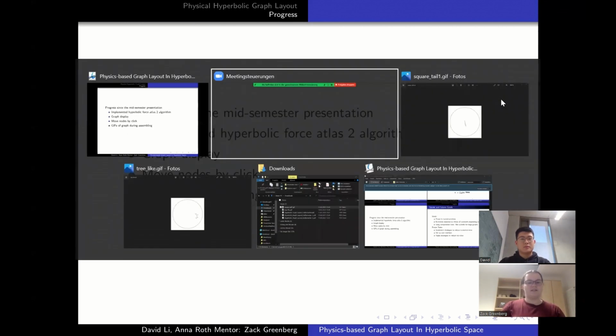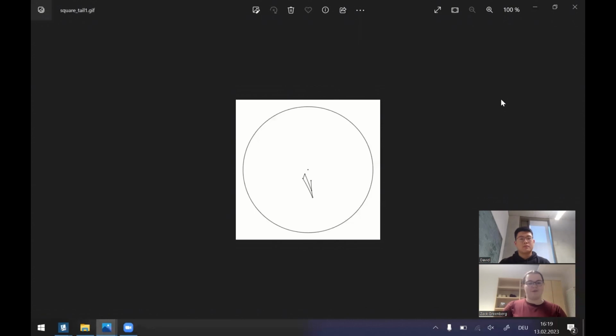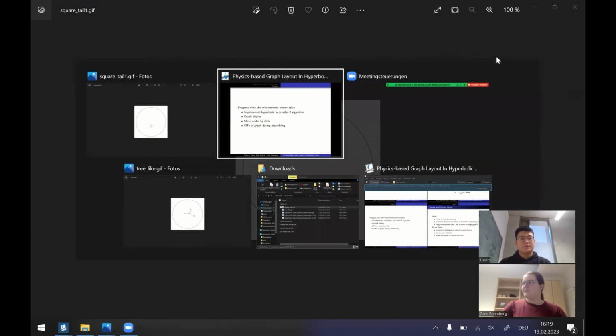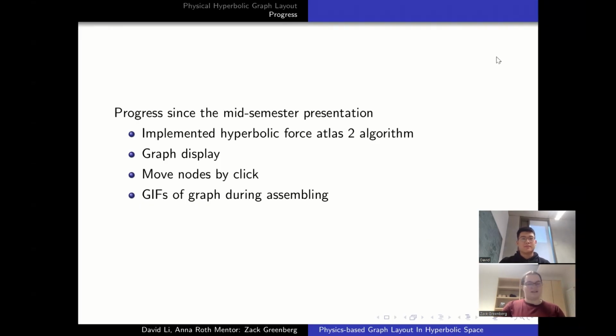Maybe you want to see an example of a graph. Here you can see the square tail graph. I think we wait one repetition. You can see it starts in the middle with a random layout. It wobbles around a little, it pulls itself around the Poincare disk, and then it reaches its equilibrium state right below the center point. So now David will explain to you what our problems and issues are.